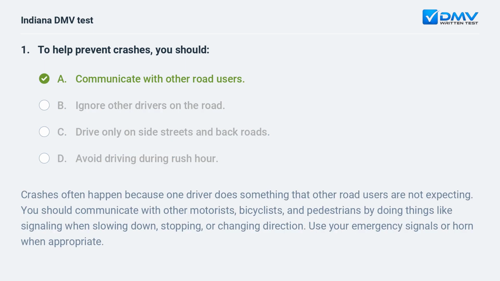A. Communicate with other road users. Crashes often happen because one driver does something that other road users are not expecting. You should communicate with other motorists, bicyclists, and pedestrians by doing things like signaling when slowing down, stopping, or changing direction. Use your emergency signals or horn when appropriate.